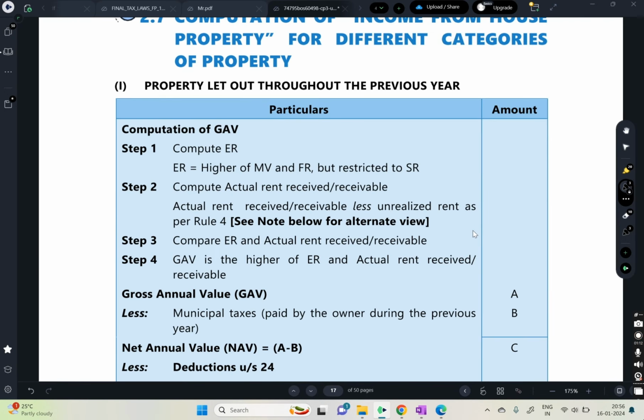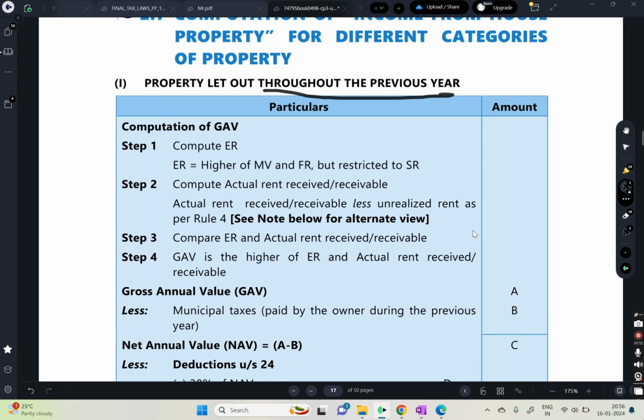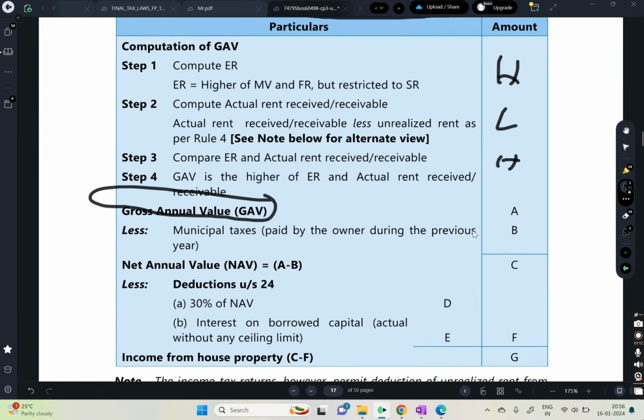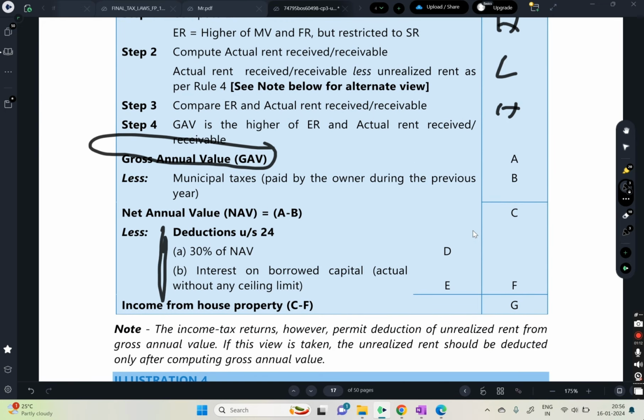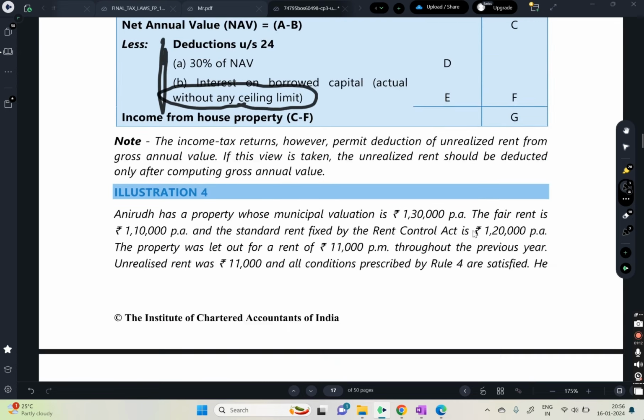So this part we discussed already. Property let out for the entire year: how do we find out? First we need to find out the GAV. How do we find out GAV? High, low, high thing. Then you will do the deductions. For let out property, there is no ceiling limit. That ceiling limit is applicable only for the self-occupied properties.